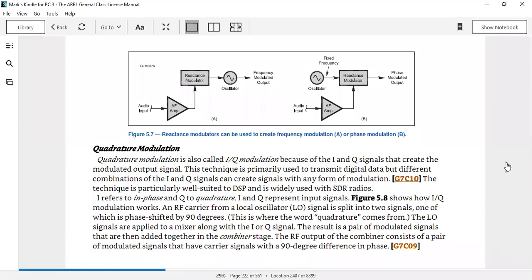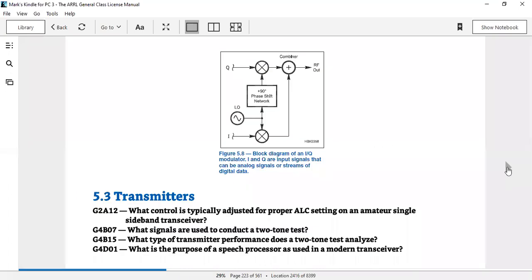The RF carrier from the local oscillator on a transmitter is split into two signals, one of which is phase shifted by 90 degrees. That's where the quadrature comes from. Then they are combined and modulated together. This is all you basically have to know, this page. You've got to be aware of it and study it up. And 5.3 is transmitters. So we finished 5.1 and 5.2. That was my goal.